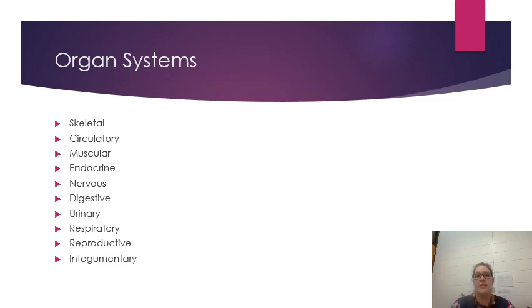There are several organ systems, and we're going to go through every one of these systems in this course. There's the skeletal system comprised of bone, the circulatory system, which circulates blood throughout the entire body, muscular system, which controls movement, endocrine system, which controls hormones, nervous system, which controls the various sensations in the body, digestive, which controls nutrients, urinary, which excretes waste, respiratory, brings in air into the system, reproductive, and integumentary, which is skin.